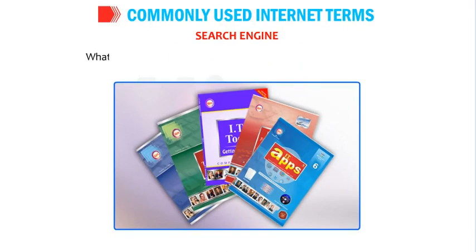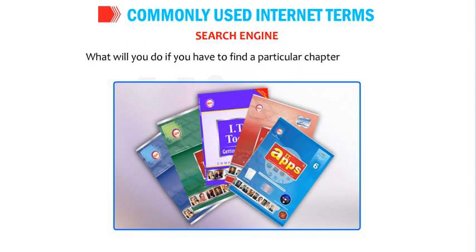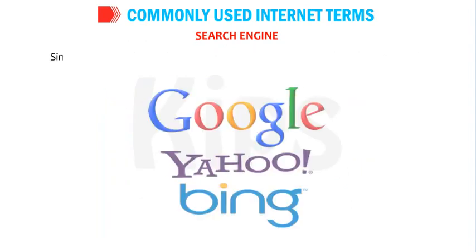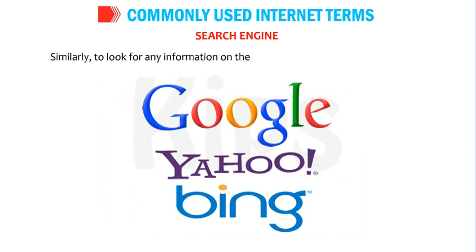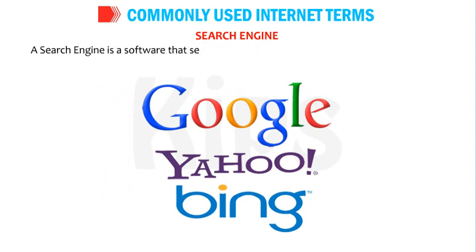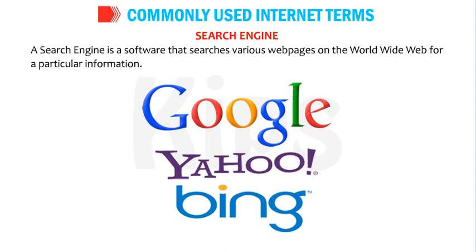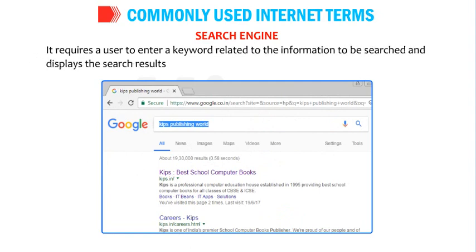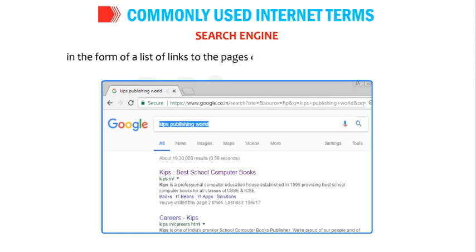Search engine. What will you do if you have to find a particular chapter in a book? You will see the index, find out the page number, and then directly open that page. Similarly, to look for any information on the internet, search engines can be used. A search engine is a software that searches various web pages on the World Wide Web for particular information. It requires a user to enter a keyword related to the information to be searched and displays the search results in the form of a list of links to the pages on which the keywords are found.